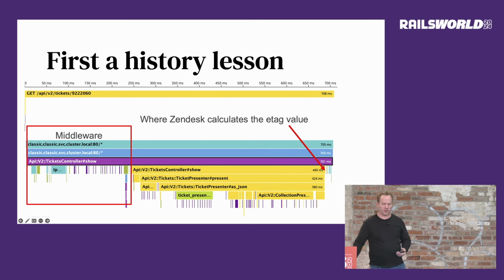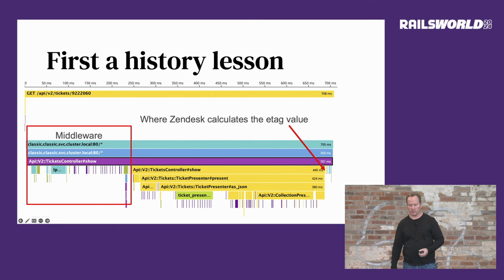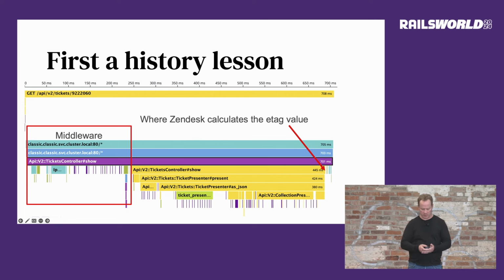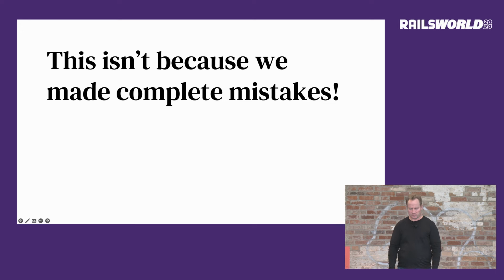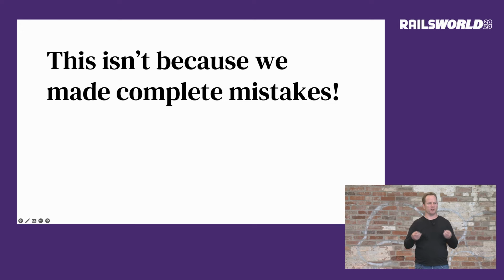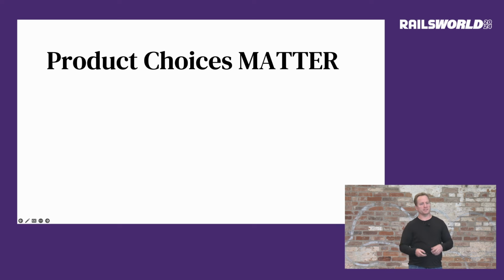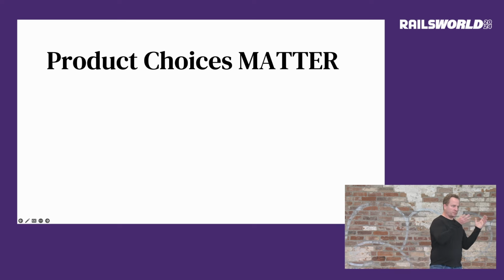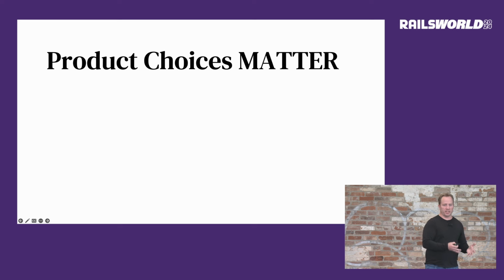You get less traffic over the wire going back to your customers, but you're not taking advantage of the reduced time you can do here. And by the way, this is not because of complete mistakes. A lot of times your product managers will go in and say, hey, listen, I need this, and I need it tomorrow because we're going to lose a customer or something like that.